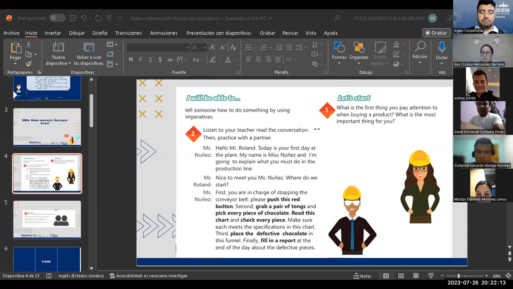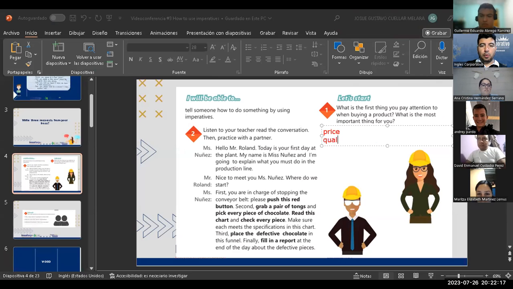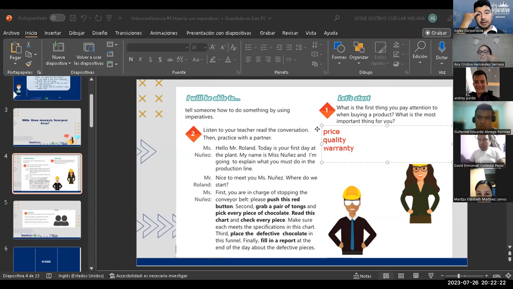Maybe it could be the price, quality, guarantee. Could it be material? Could it be also offer? And also, could it be marketing?